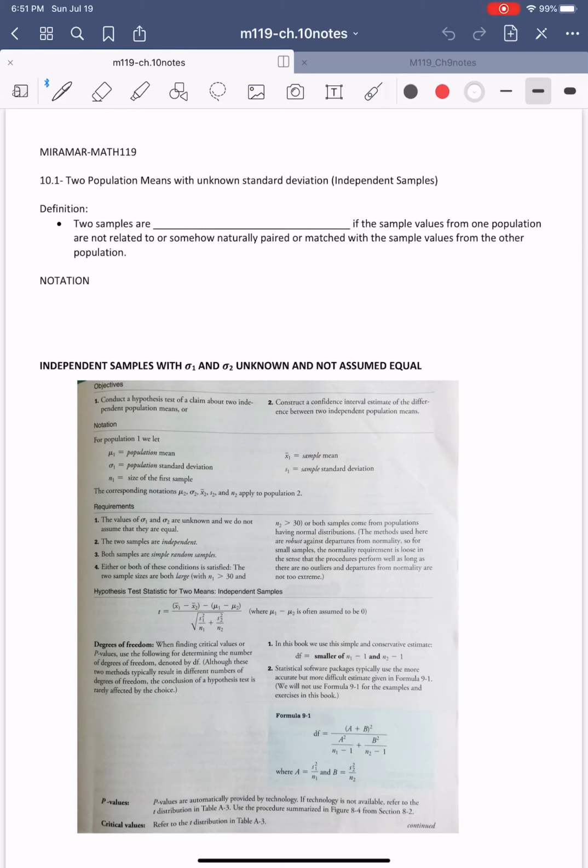Definition: two samples are, we call it independent, if the sample values from one population are not related to or somehow naturally paired or matched with sample values from the other population. So basically, one set of sample has nothing to do with the second sample. Okay, so we'll treat it as two different sets of data.